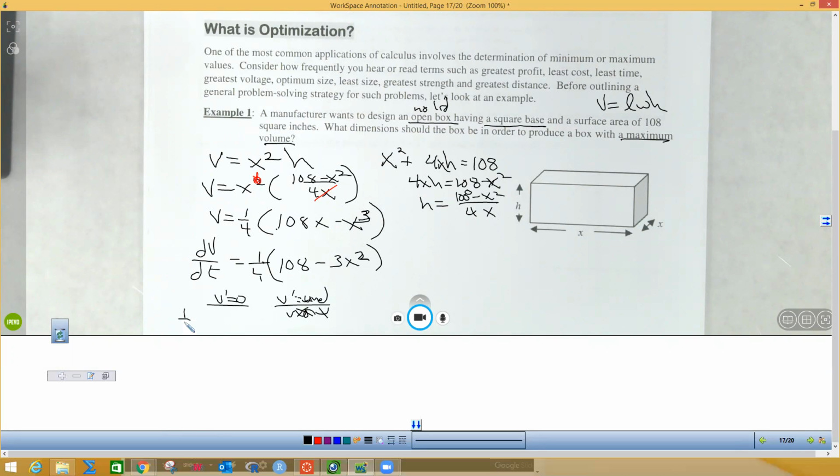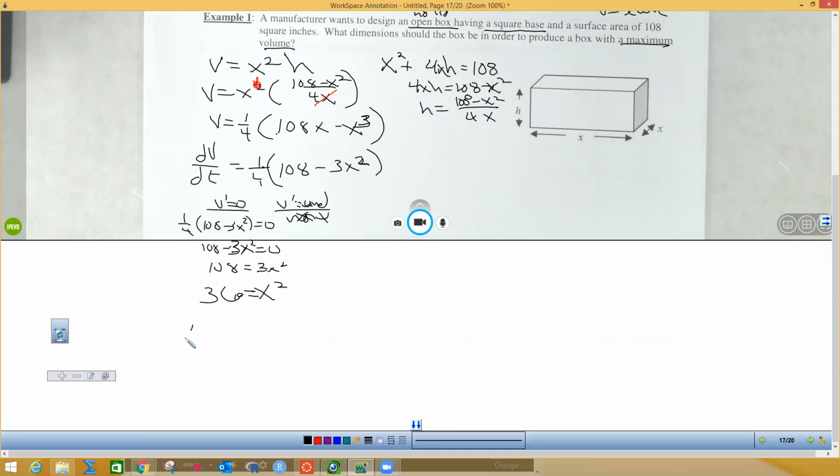So we're going to take 1/4 times (108 minus 3x squared) equals 0. I'd multiply by 4, so I get 108 minus 3x squared equals 0. I'd add 3x squared over, so 108 equals 3x squared. And I'm going to divide by 3. So let's see, 3 goes into 10 3 times, 18 6 times. So I get x squared equals 36, and that's going to give me that x can equal positive or negative 6.